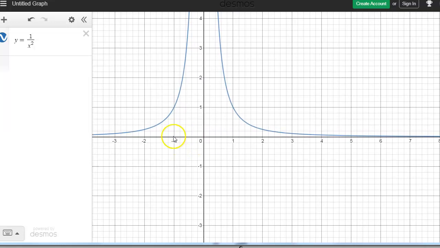So if we're integrating from minus 1 to 5, it looks like we're getting some area underneath here. Notice the function's always a positive function above the x-axis. So we're looking for the area here. We don't have to worry about a net signed area or anything. So what do we get?